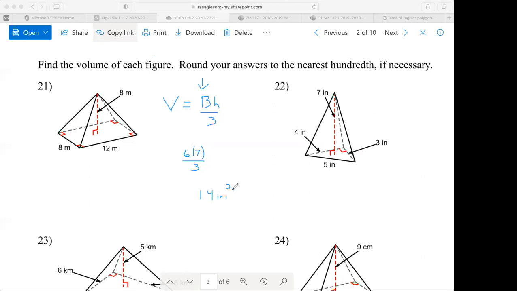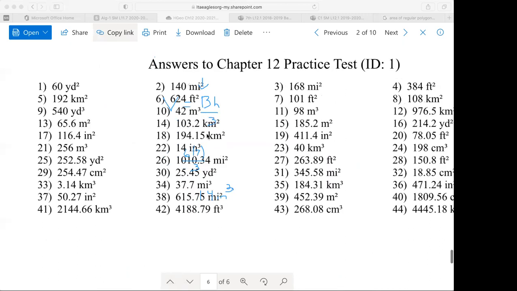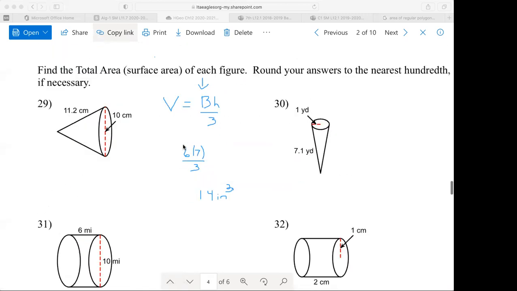Should be, it should be a 3. 3 goes into 6, 2 times 7 is 14. So yeah, 14 cubic inches for number 22. For number 22, 14 cubic inches. All right, that seemed too easy because it was.